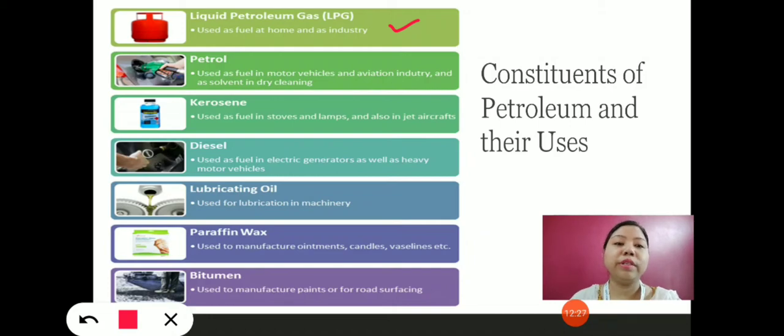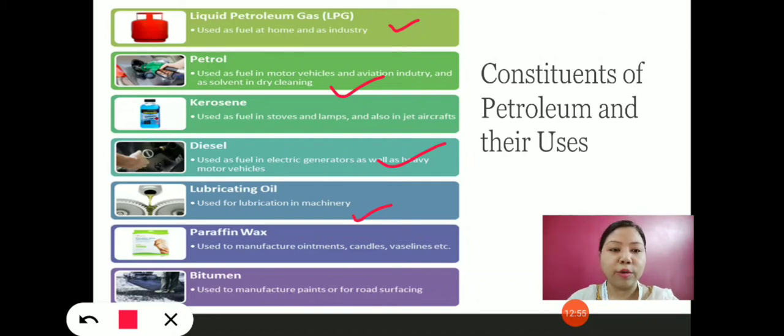Petrol is used as fuel in motor vehicles and aviation industries, and also as a solvent in dry cleaning. Kerosene is used as fuel in stoves and lamps and also in jet aircraft. Diesel is used as fuel in electric generators as well as heavy motor vehicles. Then lubricating oil is used for lubrication in machinery.